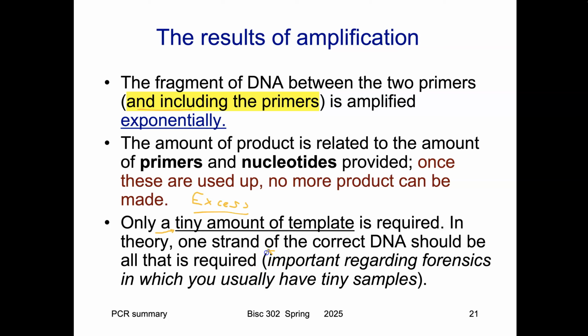And this is very important regarding things like forensic analysis, where sometimes you have very, very tiny samples, and that's all that you've got. So let's see if we can identify the perpetrator or identify the victim, or whatever it is you're trying to do forensically. It theoretically will work well even with very tiny samples.